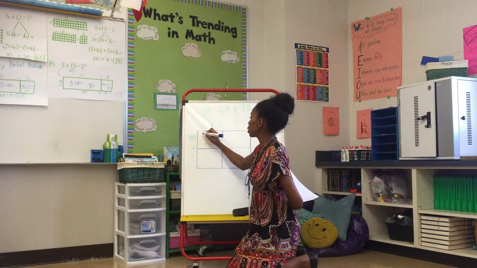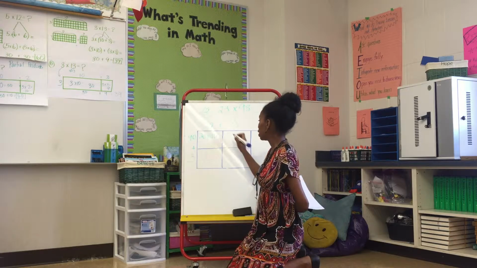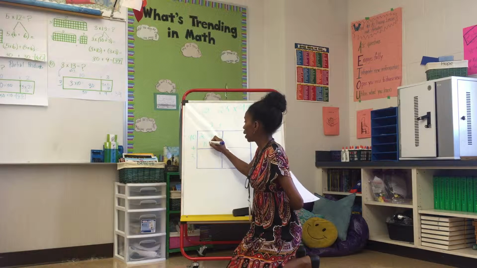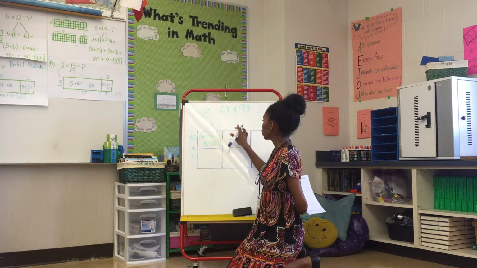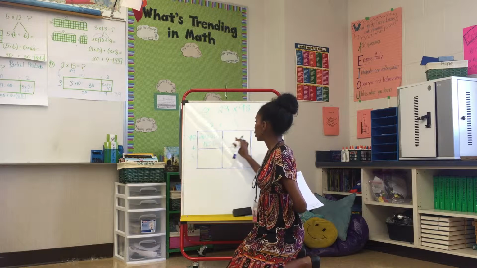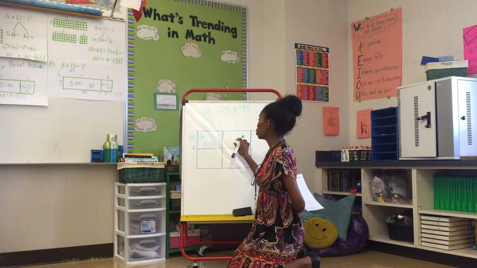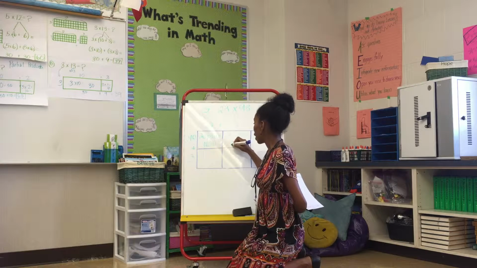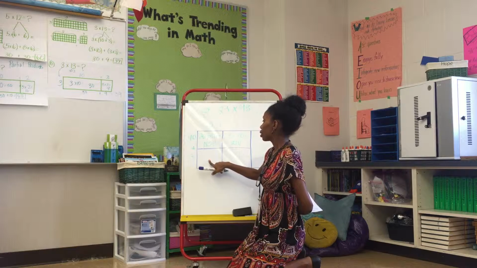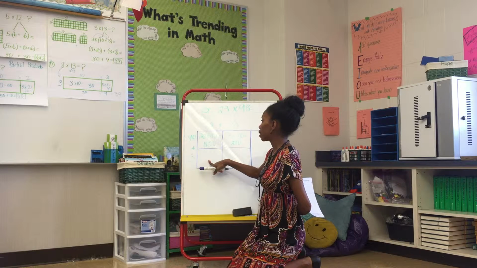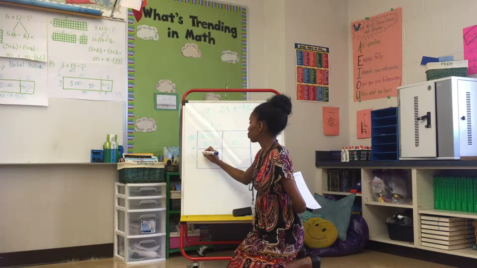If I want to check the reasonableness of my answer, I would simply make an estimate. 45, I would round that to 50, and I'd multiply 50 by 18, which I'm rounding to 20. And I get 5 times 2, which is 10, and then add 2 zeros to the end. 1,000. 1,000 is fairly close to 810. It's not too far off. So my answer does seem reasonable. Therefore, my answer is 810.